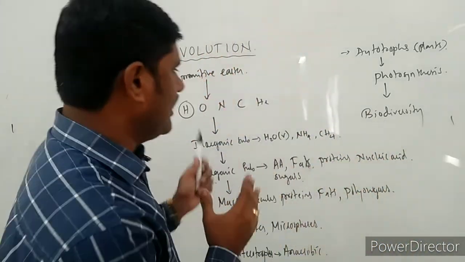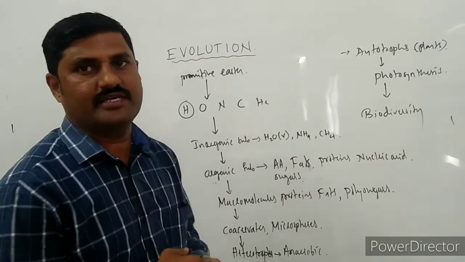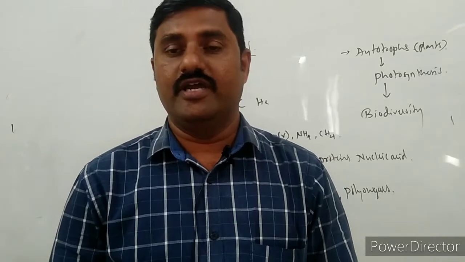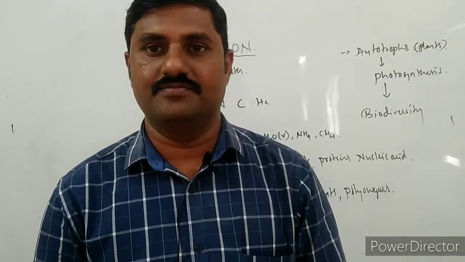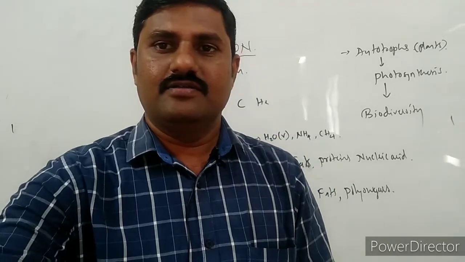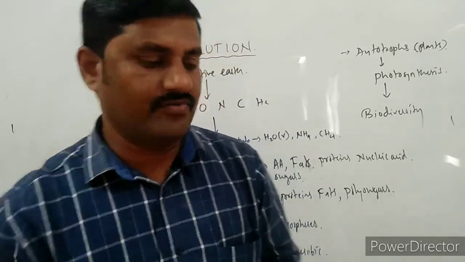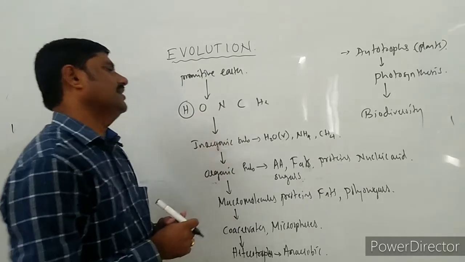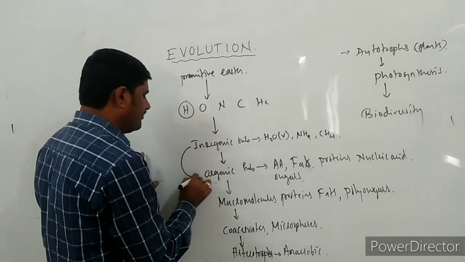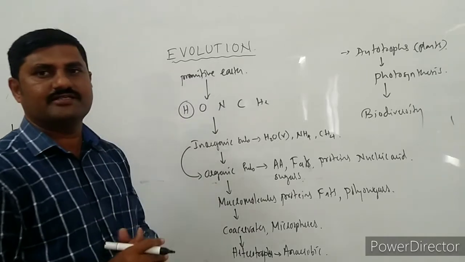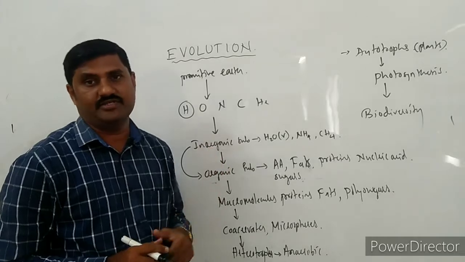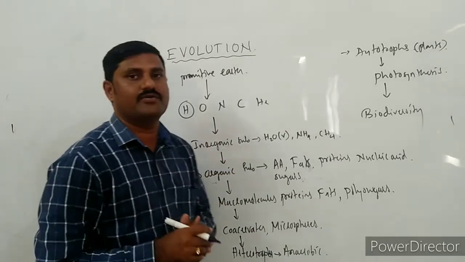This flow chart would help us to remember all the events that happened on the prebiotic earth until it became the biotic earth, meaning the biosphere, right? So this is the flow chart. And one more question arises here, right? What is that question? These inorganic components converted into organic substances or organic components, how is that possible? That was a big question.